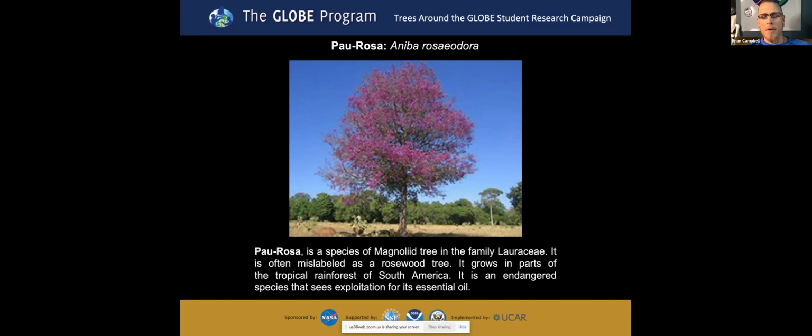It is often mislabeled as a rosewood tree, because rosewood is really popular. I've seen a lot of rosewood in the carving industry and with people who do carving hobbies and things like that. But it's often mistaken as that. It grows in parts of the tropical rainforest of South America. It is an endangered species, though, because it sees exploitation for its essential oils. So great job, everyone, on that.